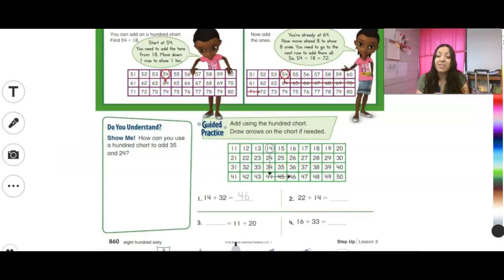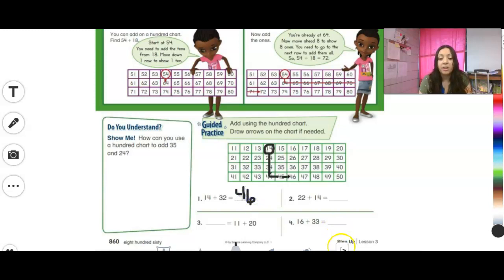All right, now that we saw the little video of it, we're going to practice on some new numbers, okay? So down here, it's already done the first one for us. It says 14 plus 32. So let's say started at 14, then they looked at 32. So how many tens does 32 have? 3. So we're going to go down 1, 2, 3. And then how many ones? 2. So I'm going to go over 1, 2, and I landed at 46.